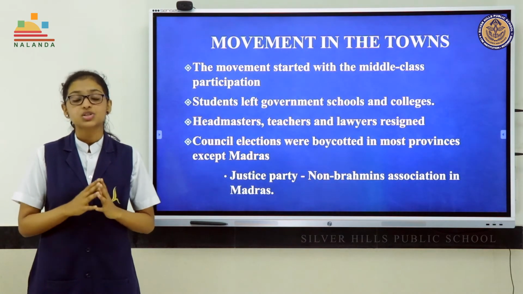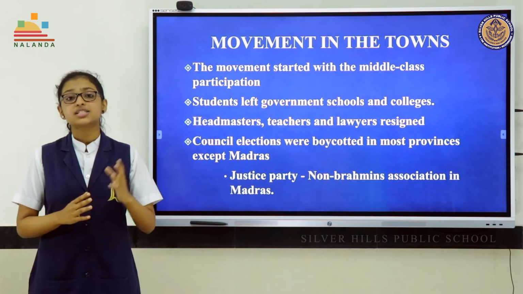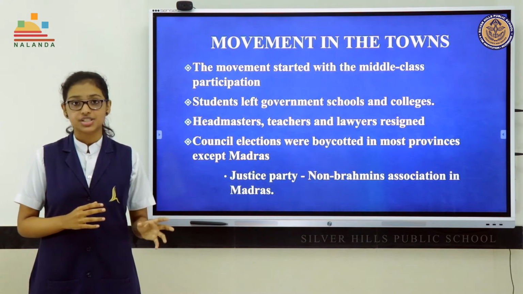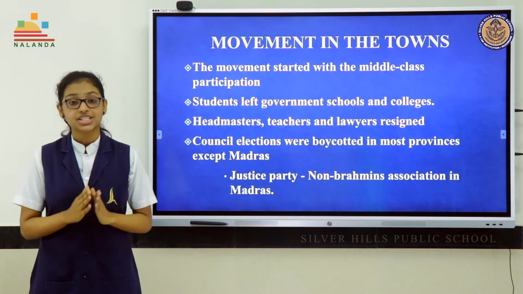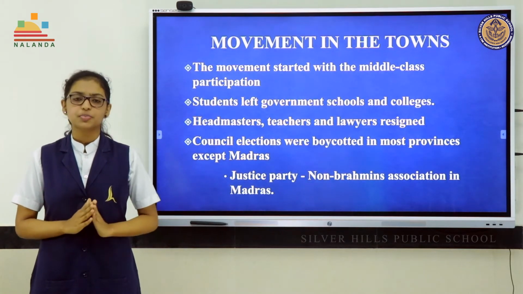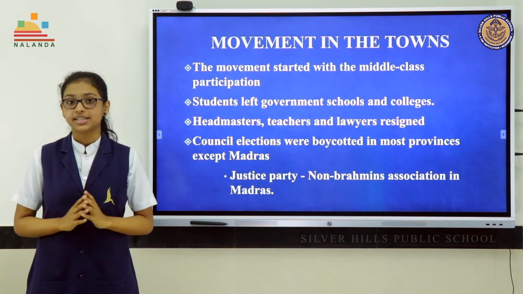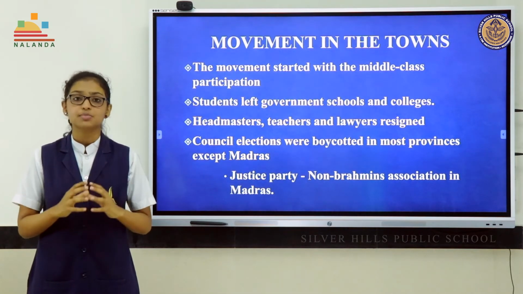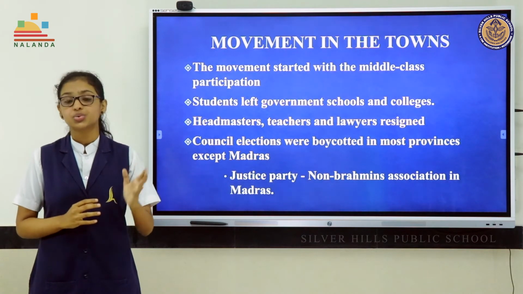Students left the government schools and colleges. Headmasters, teachers, government officials and lawyers resigned from the British institutions. Even the council elections were boycotted in most of the provinces except for the Madras council election. This was because in Madras only the Brahmins had some sort of power or the reach to do something.